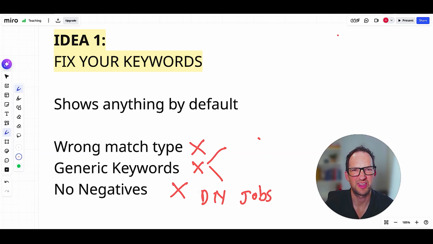So it might be certification, for example, or laws or regulations, those sort of words that your ads may show up for that aren't going to bring you a customer.